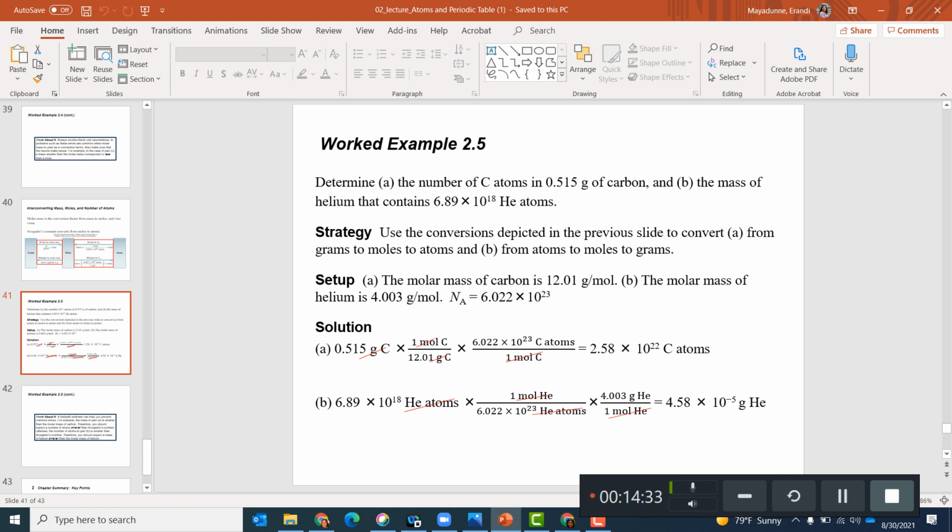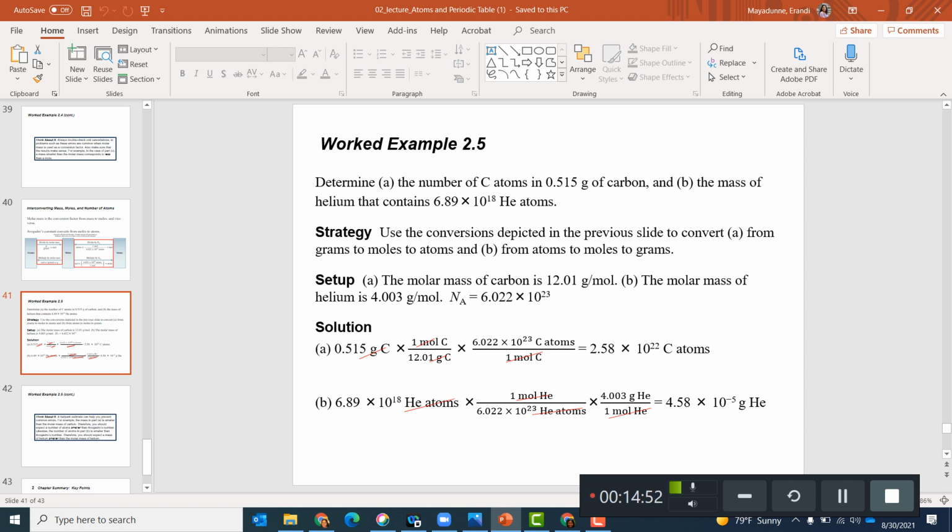And then you go to the next one, the mass of helium atoms. Okay, so this is the number of atoms, and you have to find the mass. You get the number of atoms, divide by Avogadro's number, and you get how many moles.